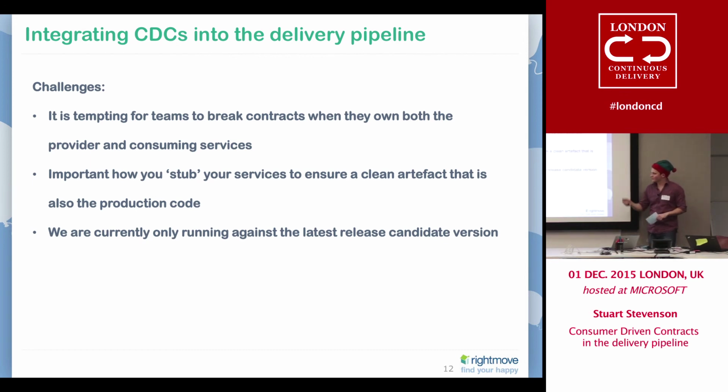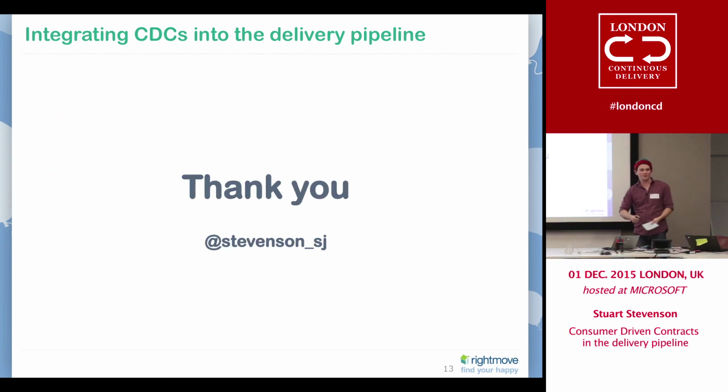And the current status we're in is we are only testing these contracts against the current latest release candidate versions, so the ones that are building in pre-prod. We're currently working on building the system to test against current production and previous production for rollback. So those are our current challenges, that's where we are. Thank you very much. If you've got any questions.